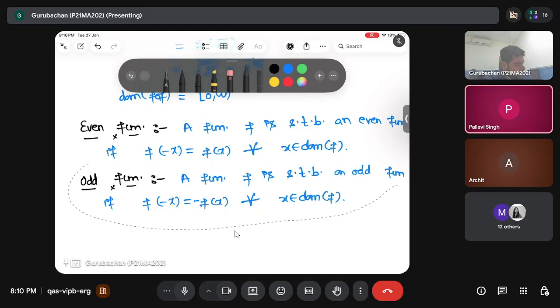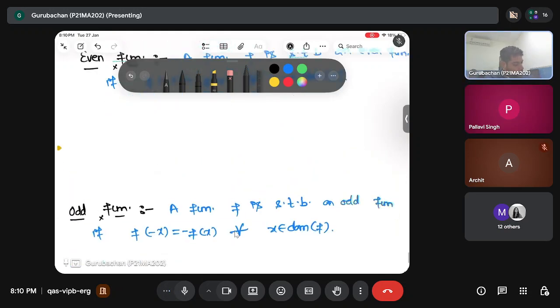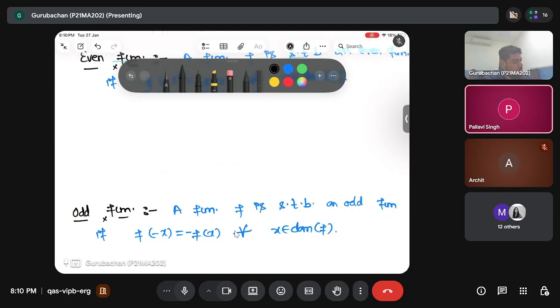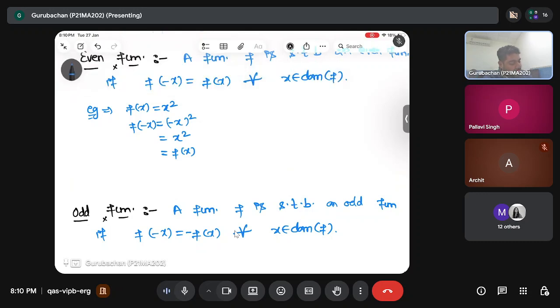No, sir. So let me just tell you with some graph, and this will be the last for this class. So example is f(x) equal to x square. What you have to do? Just substitute minus x in place of x. This will be (minus x) whole square. This will be x square. This will be f(x). So that means f is an even function.